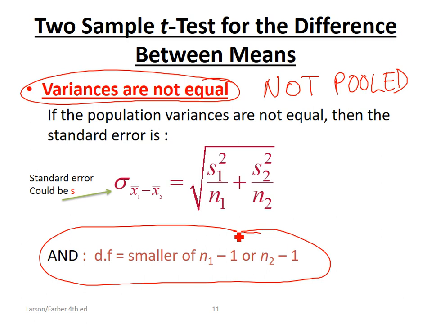With your DF, when the variances are not equal, to find your degrees of freedom, you figure out which one's the smaller of the 2 samples, and you use that one. So whichever sample is the smaller sample. So if we got one that's 10 and one that's 7, we use the 7 to find our DF. And you only need one DF, 1 degree of freedom.